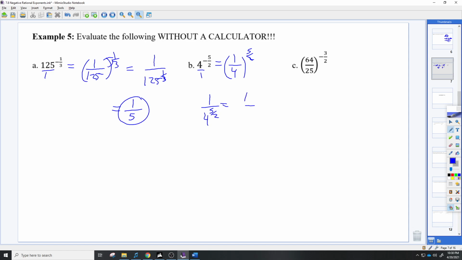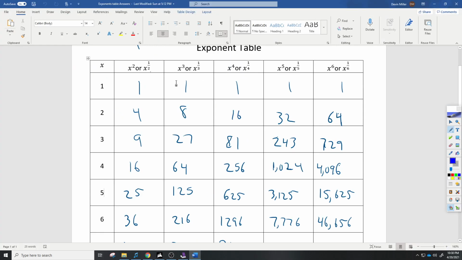And then use the table. So 1 over 4 to the 1/2 to the 5th. Now there's a way to kind of do both these steps at once. I don't know if you noticed, but we're going to do the 1/2 first. So let's look at the 1/2.